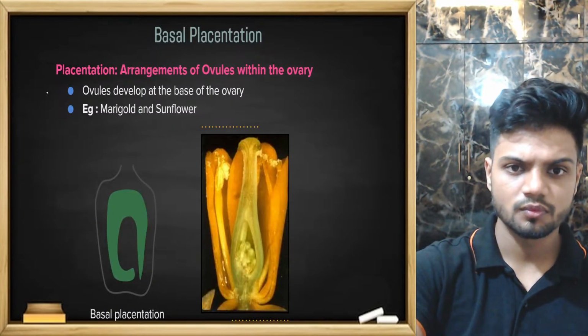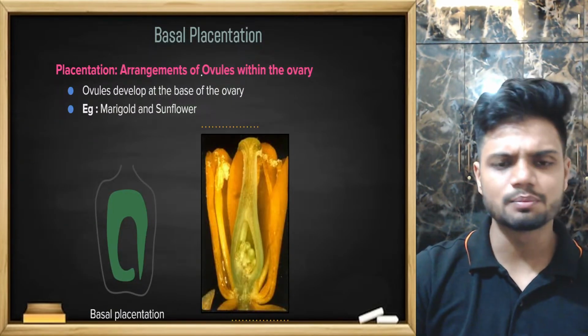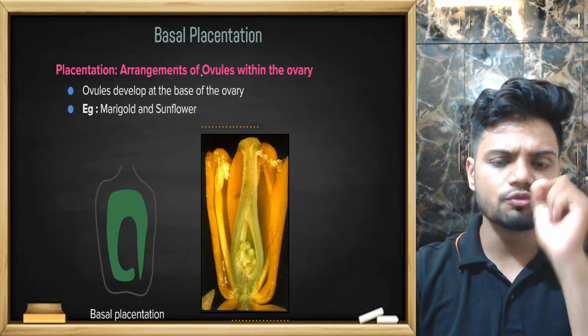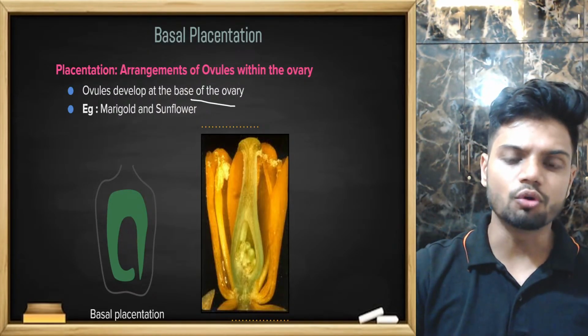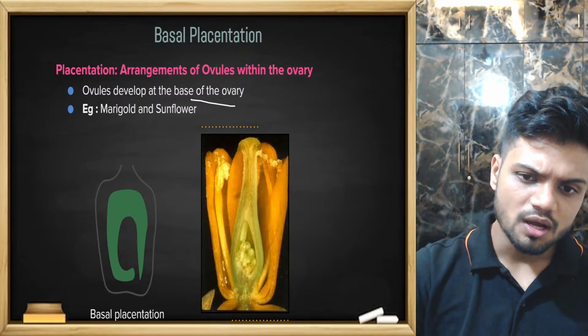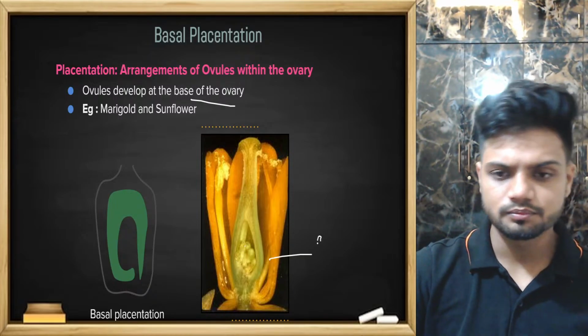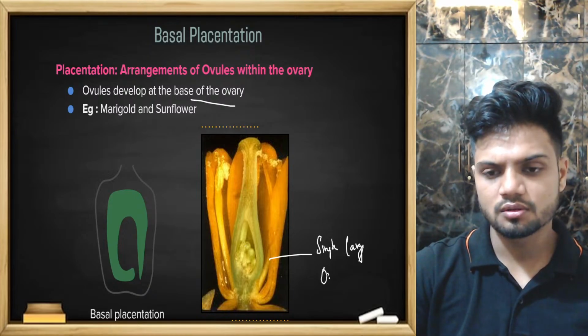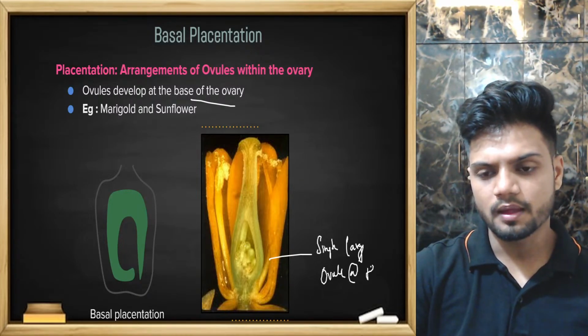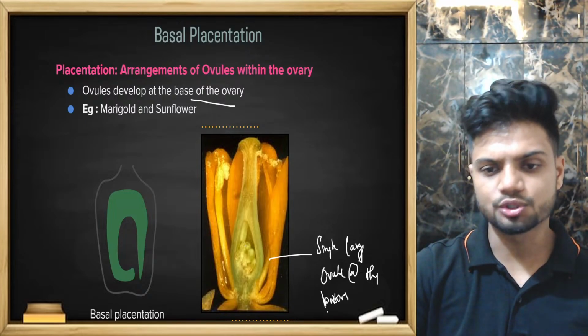Clear? The last one is basal placentation. Very simple. A single large ovule is present at the bottom, developing at the base of the ovary. A single large ovule at the bottom.